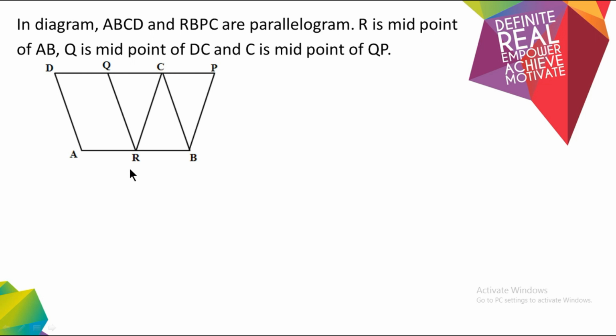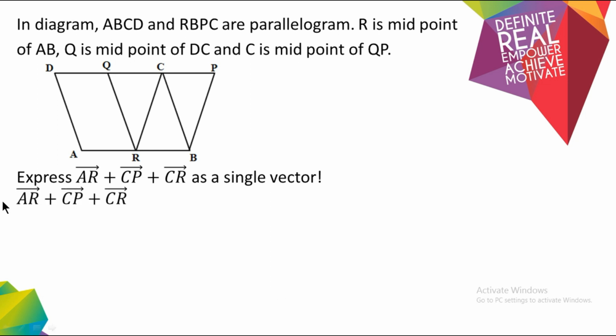Since RBPC is a parallelogram, that means this side RB equals this side CP. So AR, RB, DQ, QC and CP have the same magnitude. Okay, now express AR plus CP plus CR as a single vector.